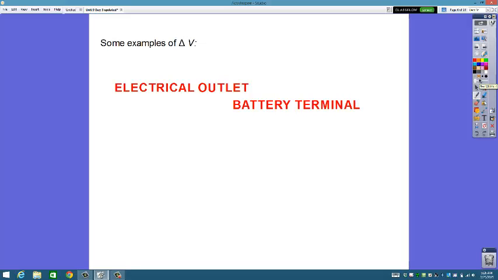An example of this would also be a generator, which has a potential difference. When the power goes out, you can use a backup generator. Anything that really supplies power to something would be an example of a potential difference.